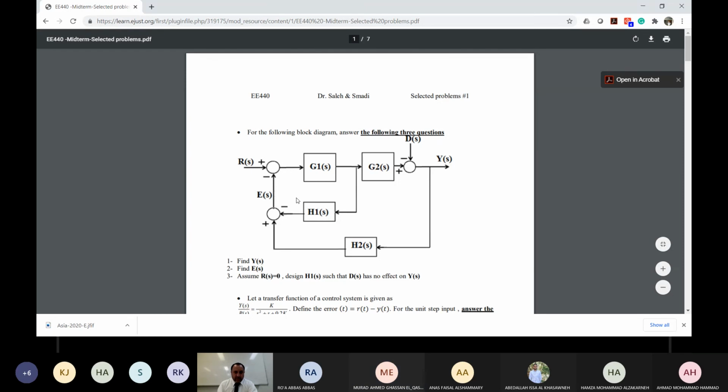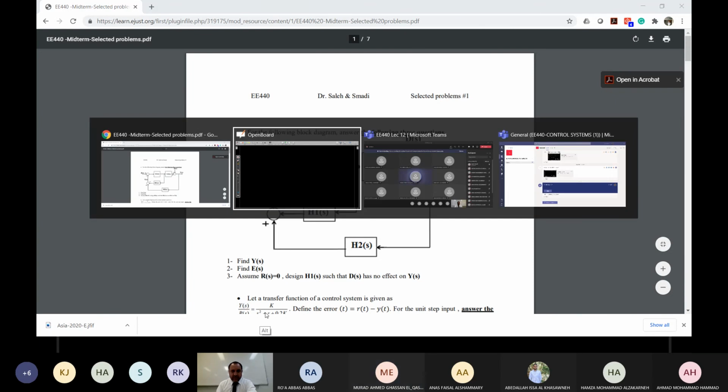Now, just a minute. When you discuss a transfer function, you are discussing between input and output, yes? So here the input is the R, and the output is the E. This is the first one. Then you will add the input D, and the output is E. So you have also another transfer function here. E of S is equal to the first one, T1 of S due to the R, plus T2 of S due to the D. Yes?